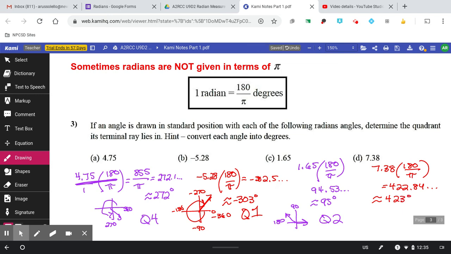Now I need a coterminal angle that's less than 360 in order to figure out which quadrant it's in. So I'm going to subtract 360. Remember, that's how we get coterminal angles, is by adding 360 and subtracting 360. But I want it to be between 0 and 360. So I'm going to subtract 360 and I get 63 degrees. And we know that 63 degrees would be in quadrant 1.